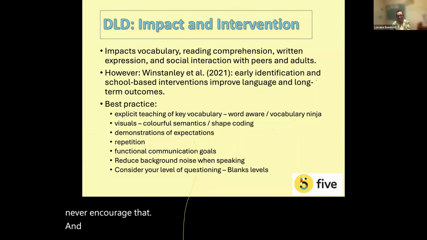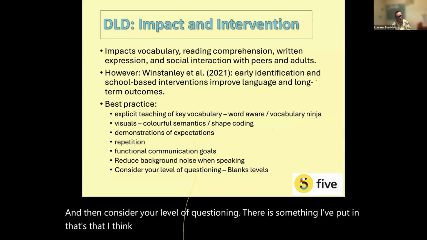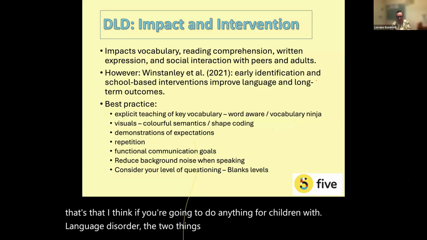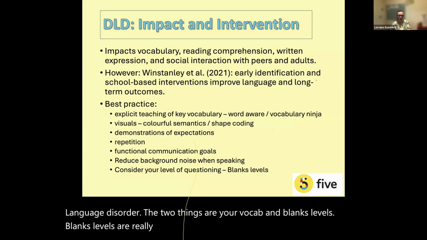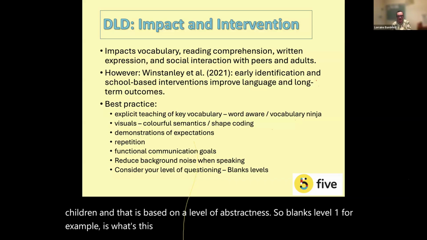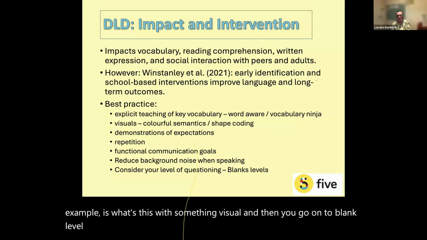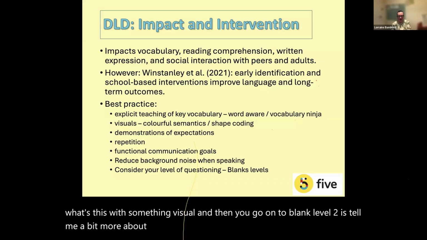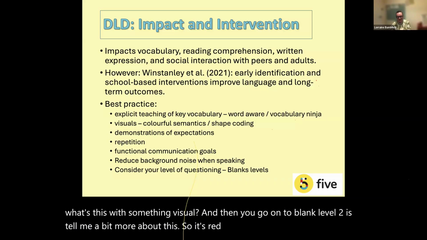And then consider your level of questioning. There is something I've put in on that. I think if you're going to do anything for children with language disorder, the two things are your vocab and Blank levels. Blank levels are really useful levels of questioning that we ask children, based on a level of abstractness. So Blank level 1, for example, is what's this, with something visual, and then Blank level 2 is tell me a bit more about this. So it's red, it's green, it's large, that kind of thing.